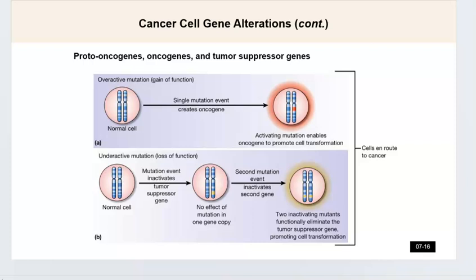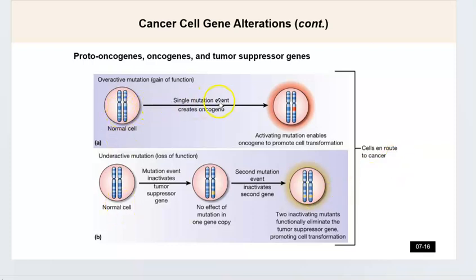So then we get to B, a tumor suppressor gene is inactivated by a mutation. The remaining normal allele sustains cell protection from proliferation, but if the second allele develops an inactivation mutation, the tumor suppressor function and its pathway of protection from malignancy are lost. So this shows how a cell can become a cancer cell.